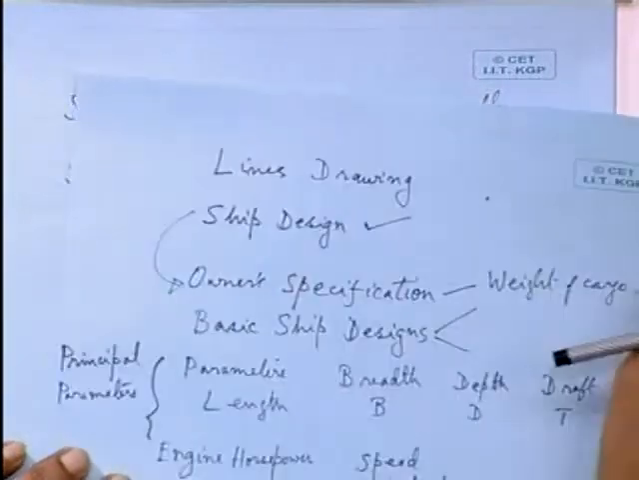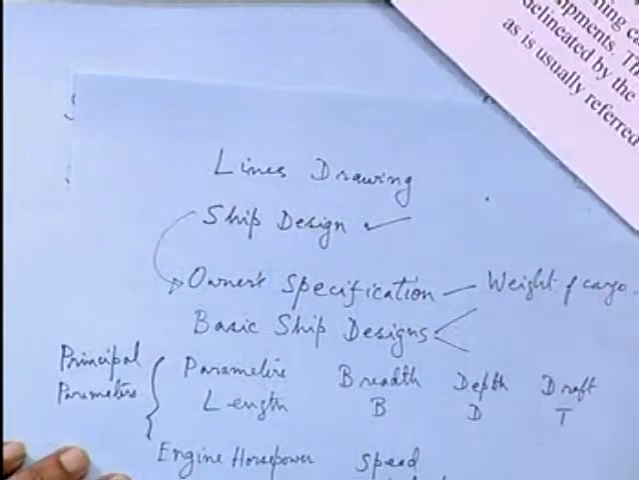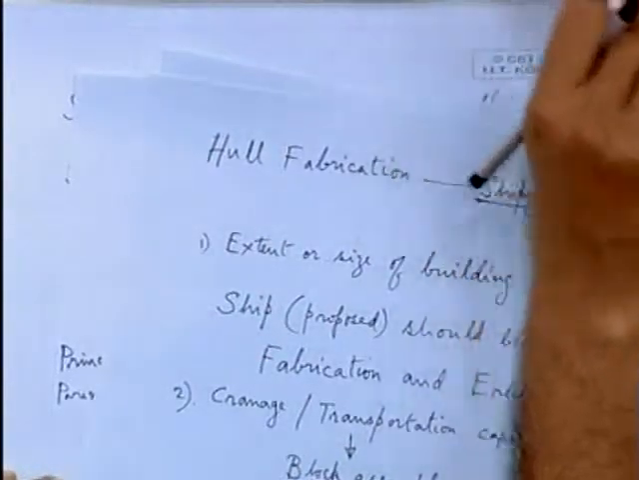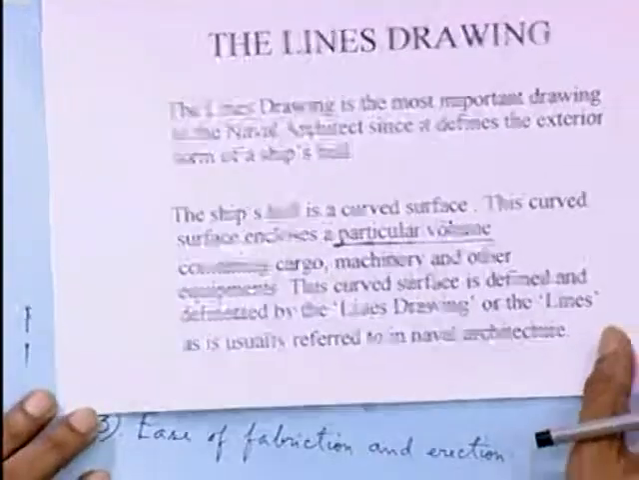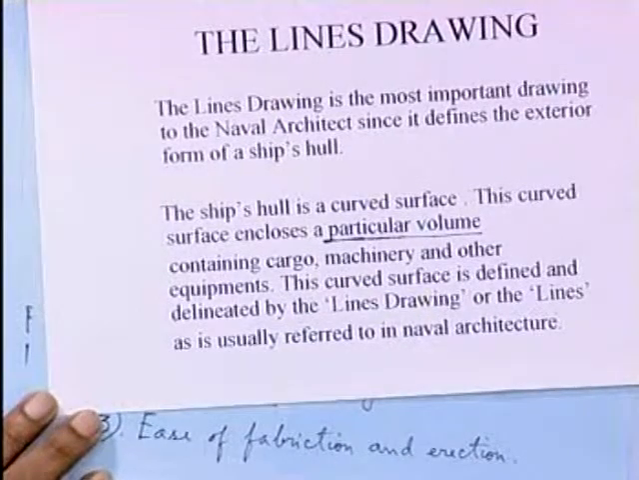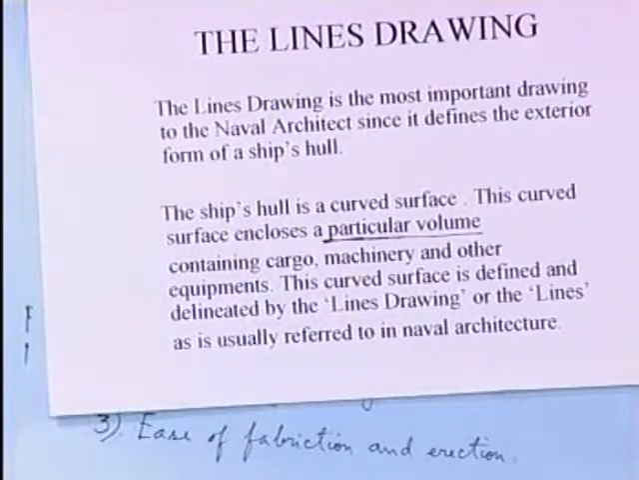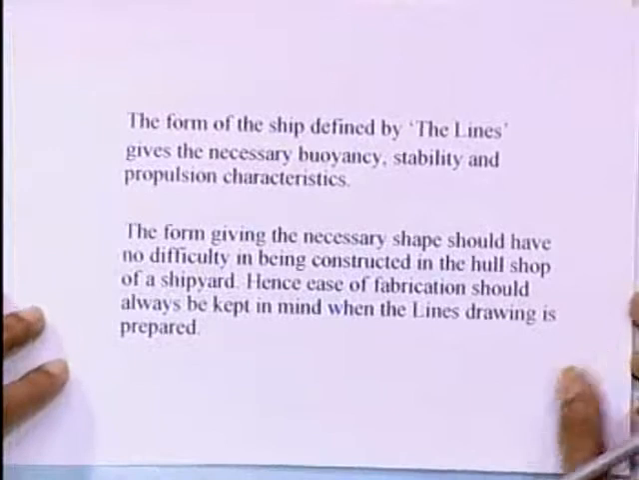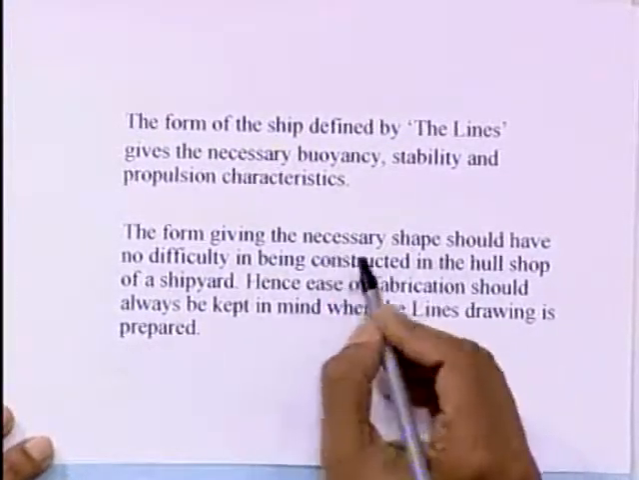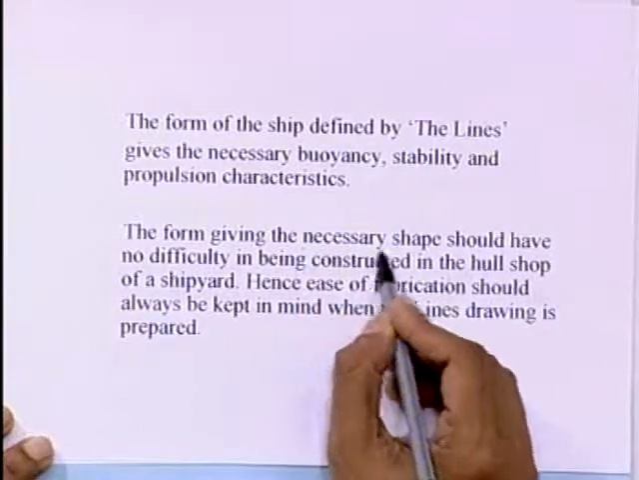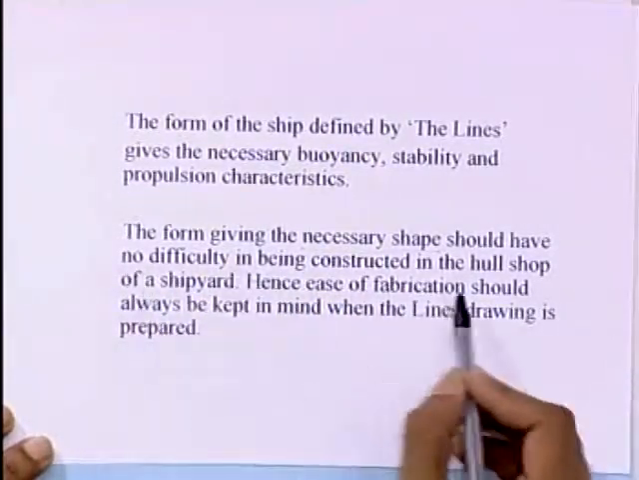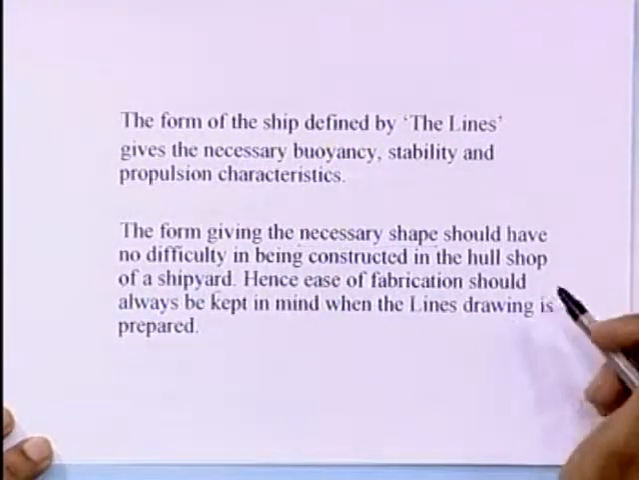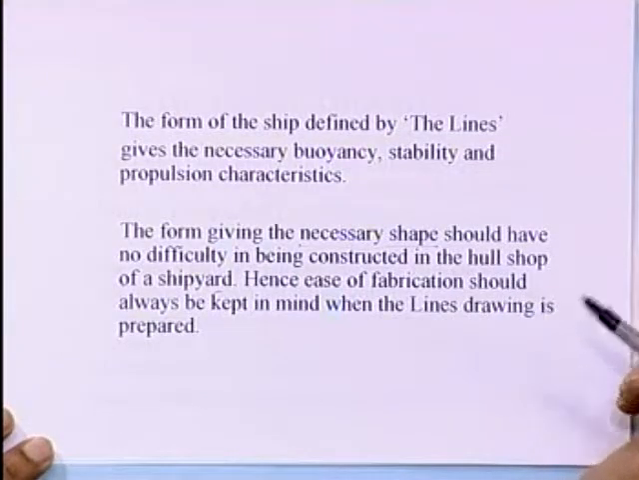And next, coming back to this hull form. You will find that what I have written is largely related to buildable quality. So here I have outlined that this basic necessary shape should have no difficulty in being constructed in the hull shop of a shipyard. Hence ease of fabrication should always be kept in mind when the lines drawing is prepared.